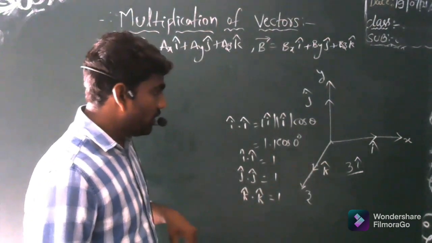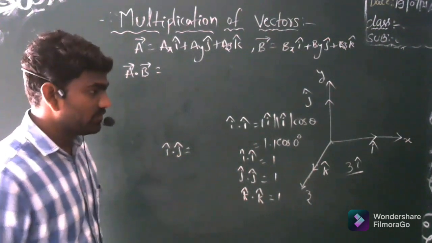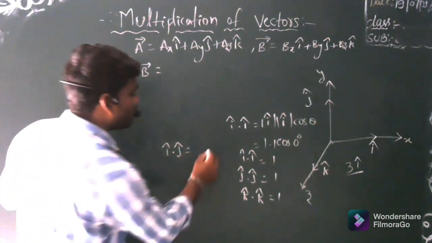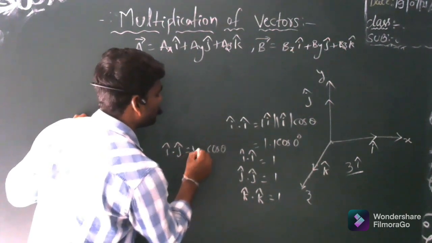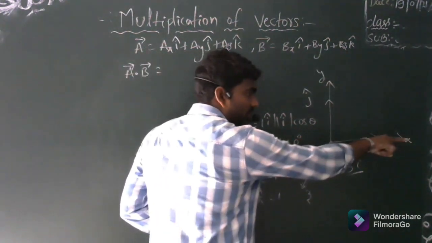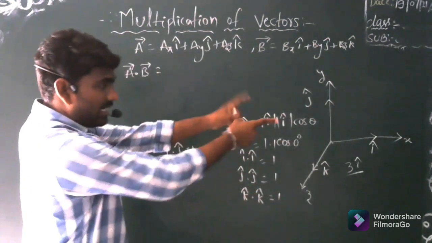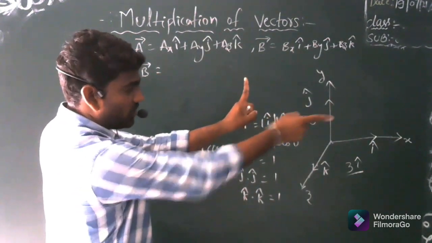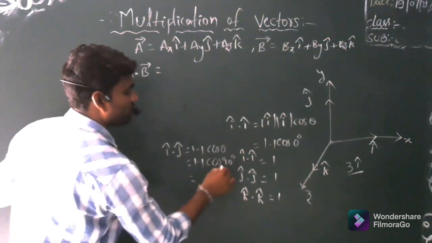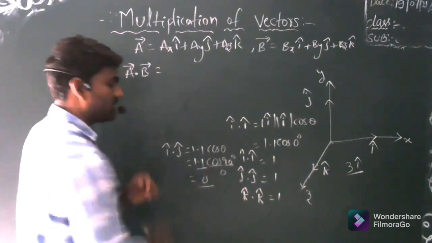Now, in another case, i cap dot j cap, what will be the resultant? The magnitude is 1 into 1, and what will be the cos theta here? 1 into 1 cos theta. i cap is along the x-axis and j cap is along the y-axis. The angle between the two axes is 90 degrees, the same as the angle between the i unit vector and j unit vector. So cos 90 degrees is nothing but 0, and if you multiply these values with 0, the result is 0.